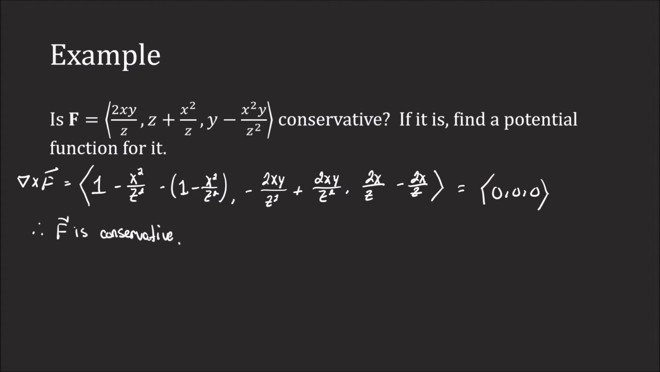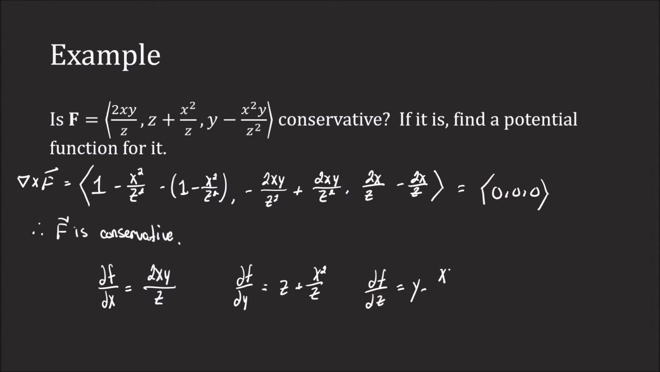We just now have to find a potential function for it. Well, this is fairly simple to do. Remember, we're looking for a function f such that partial f partial x is equal to F1, so in this case equal to 2xy over z. Partial f partial y must be equal to z plus x squared over z. And partial f partial z has to be equal to y minus x squared y all over z squared.